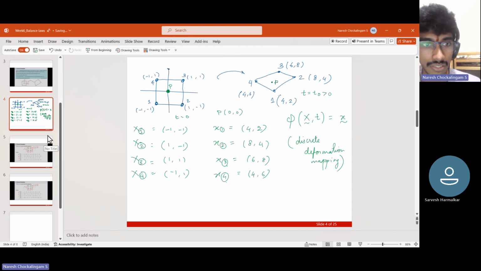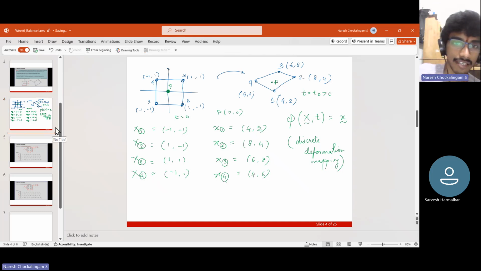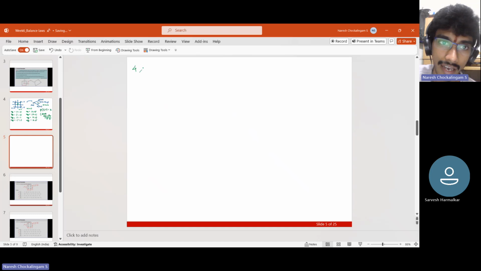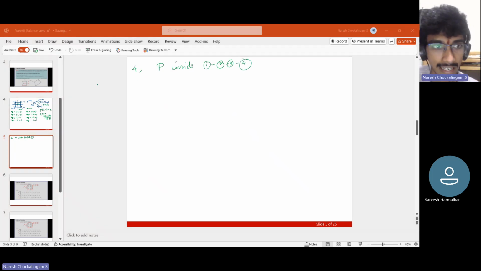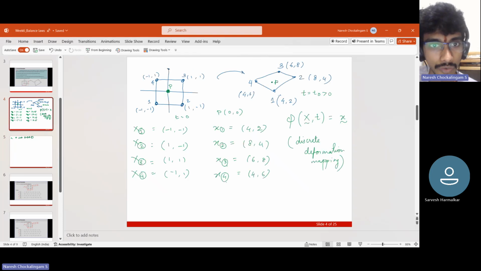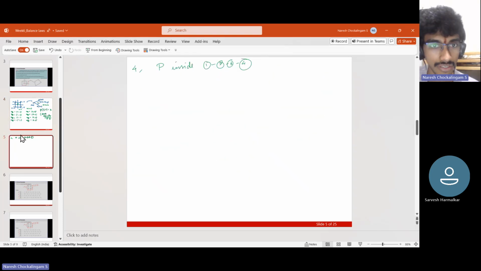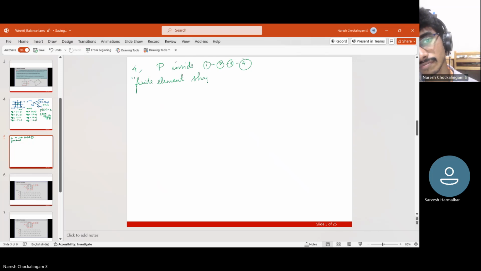Now let us see how the interpolation works, right? So we are given 4 points, and we are given a point P which is inside the square bounded by 1, 2, 3, 4. Analytically, we don't really know where this point goes. So what people do is use the finite element mapping. So this is where approximation comes in. Finite element shape functions.